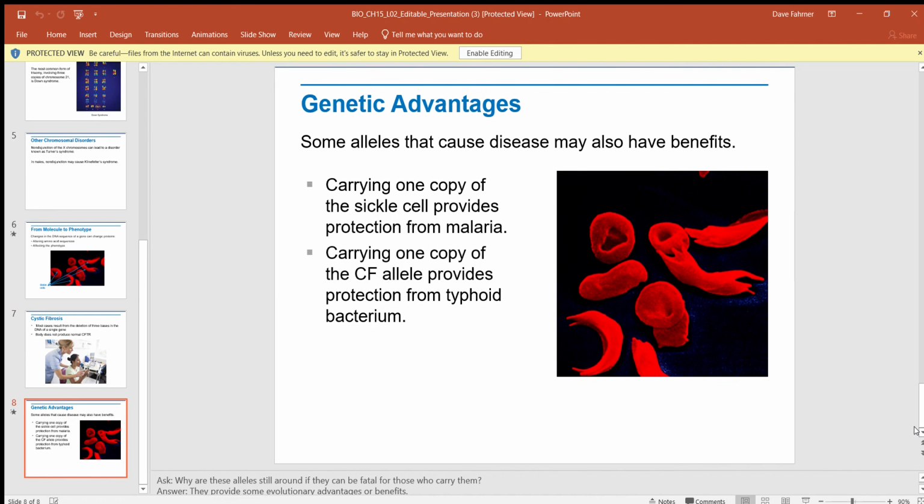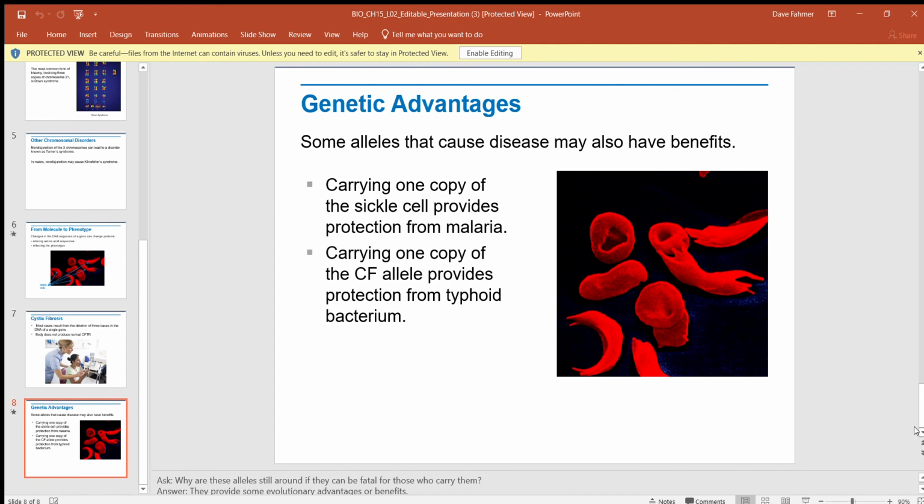Now, some alleles that cause disease may also have benefits, and the sickle cell gene is one of those. Carrying 1 copy of the sickle gene provides protection from malaria. Malaria is a disease that is carried by the Anopheles mosquito, and it's generally carried in very, very tropical, hot areas. So, guess where this gene predominates? It hangs around in very, very tropical, warm, moist areas.